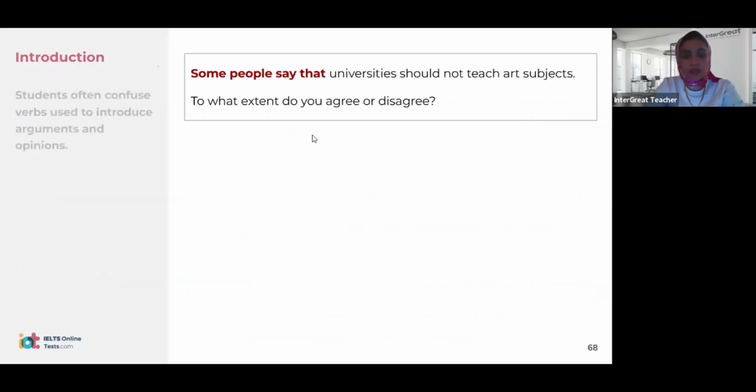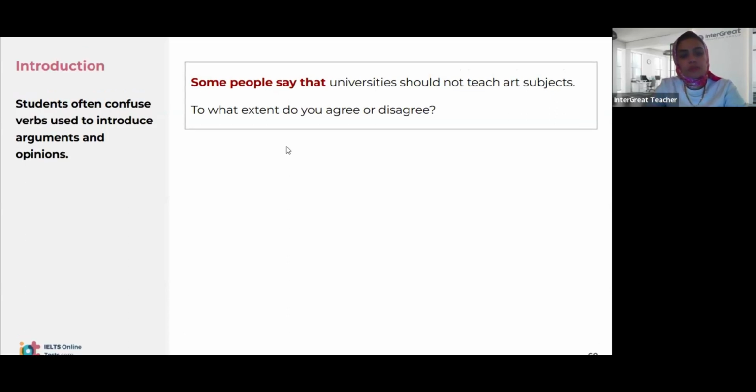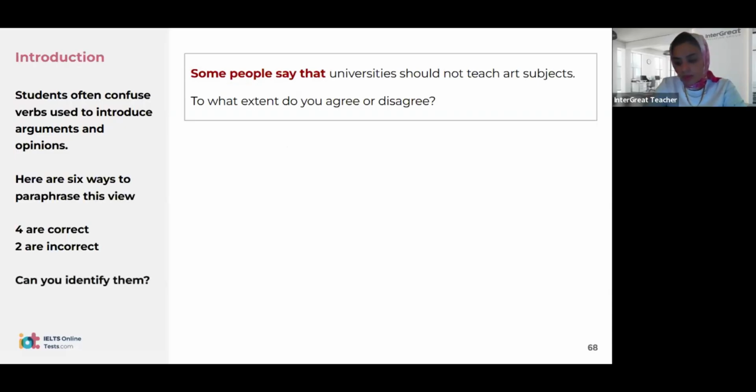Let's now have a look at the introduction and the common mistakes, let's say, that people make. Okay. Students often confuse verbs, how to introduce or how to start an introduction. So here it says some people say that universities should not teach art subjects. To what extent do you agree or disagree? So here it's an opinion question, as you see. And let's see here what the problem is.